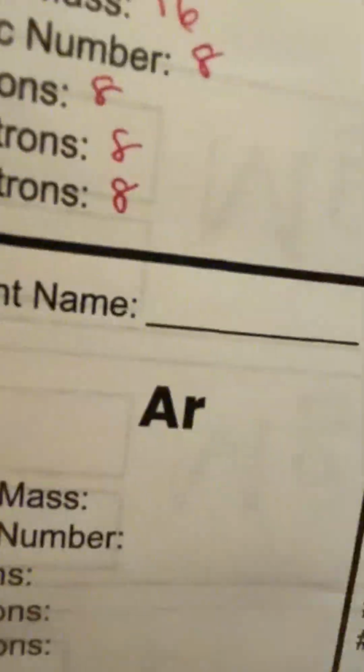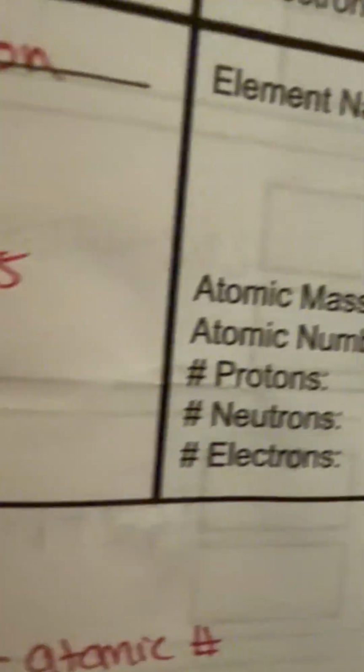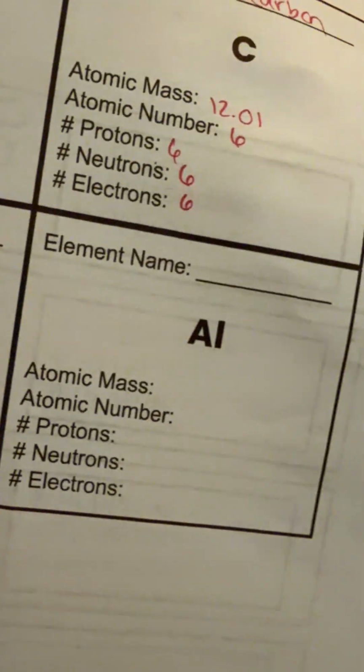How are we doing here? Okay, looks good. Let's do one more together. So we just did nitrogen, we just did iron. Let's do aluminum, that's fun. All right, so Al is aluminum.